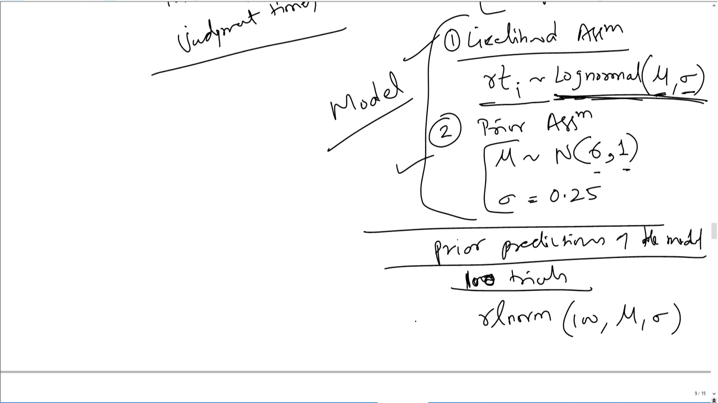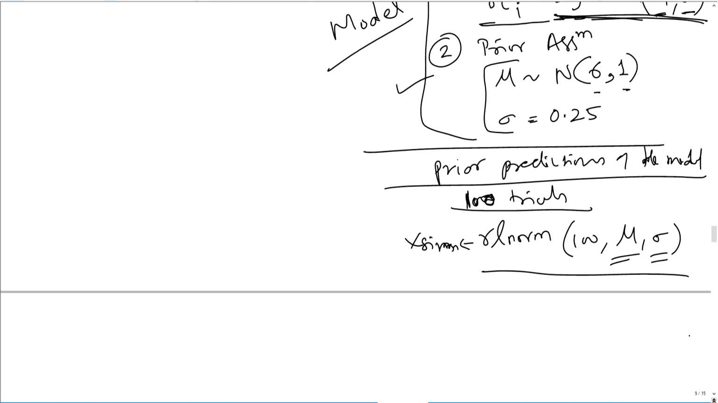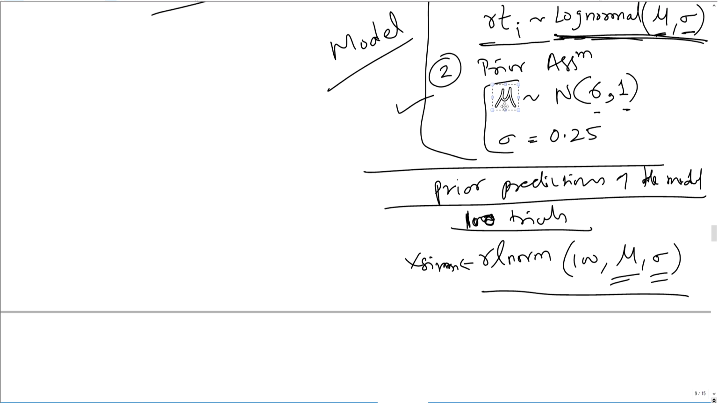But the problem here is this: in order to generate these values, you need to know point values of mu and sigma. In order to generate 100 values randomly from a log normal distribution, you need to know mu and sigma, because the distribution will change drastically as mu and sigma change. Otherwise you cannot even use this function in R. So, where would the values of mu and sigma come from? They will come from the prior distributions that you have assumed.